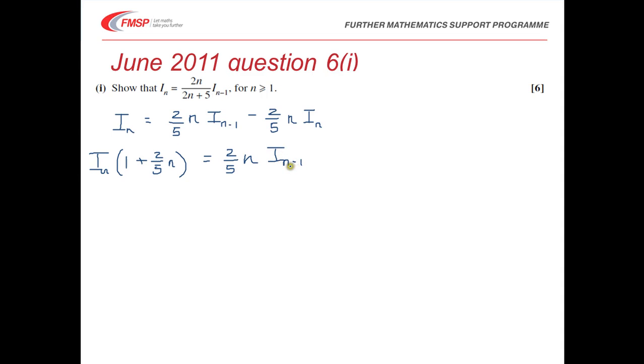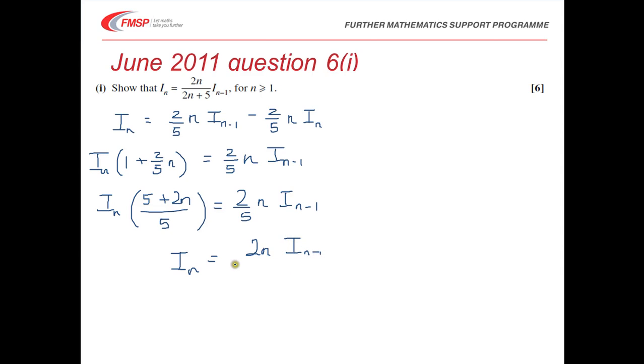And if we just simplify that and keep working through, but it is a show question, so we'll just do it here carefully. So that's going to be (5 plus 2n) over 5 I n equals 2/5 n I n minus 1. And if we now just divide through, that's going to give us I n equals 2n I n minus 1 over 2n plus 5, which is the result that we're looking for.